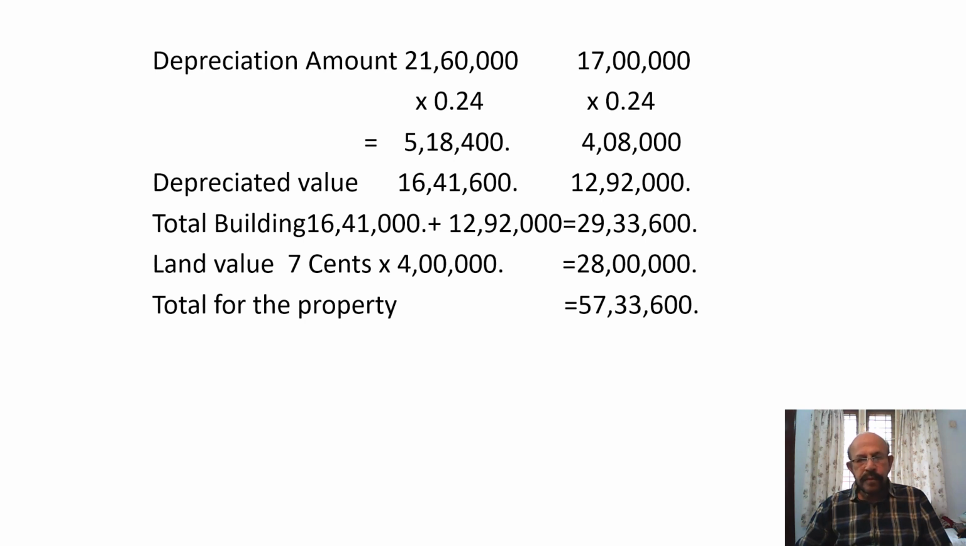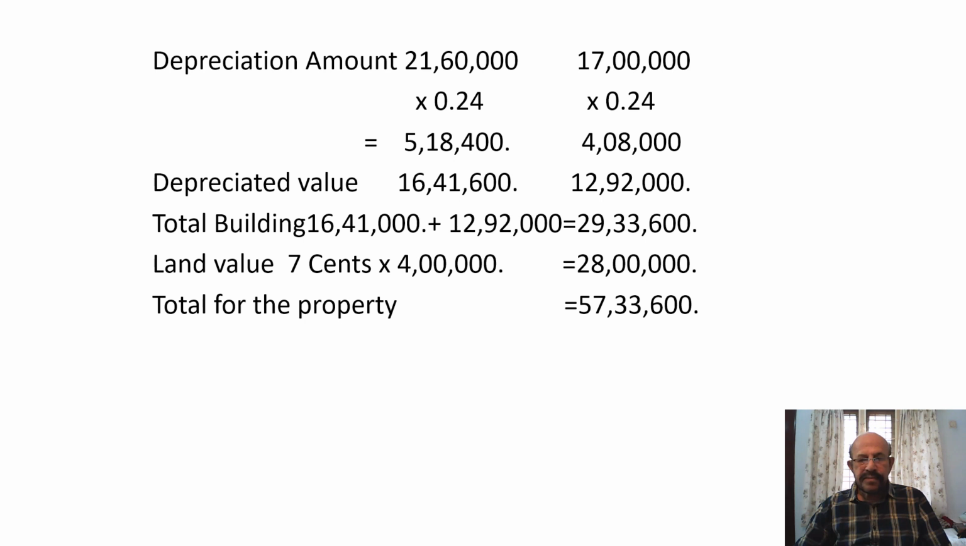Depreciation amount, ground floor 21,60,000, first floor 17 lakhs into 0.24. So depreciation amount ground floor is equal to 5 lakhs 18,400, first floor 4 lakhs 8,000. So the depreciated value, ground floor 16 lakhs 41,600 and first floor 12 lakhs 92,000. Total building cost is equal to 16 lakhs 41,600 plus 12 lakhs 92,000, which is equal to 29 lakhs 33,600.